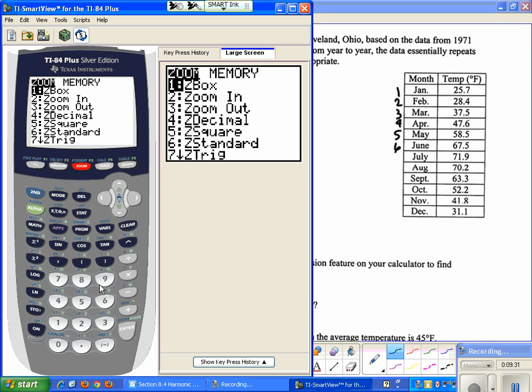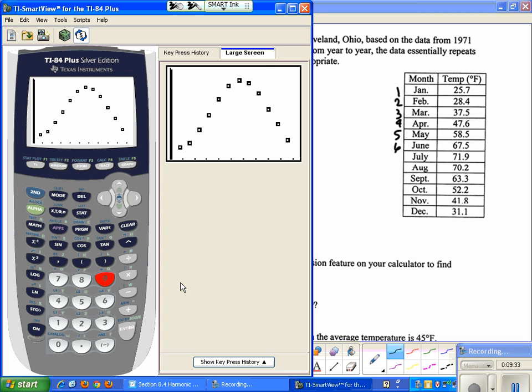Then I'm going to go to zoom 9, because remember, zoom 9 makes a nice stat plot for us. So this is what my graph looks like right here. Now, let's think about this a minute. If we want to find an equation for this, let's do it by hand, and then I'm going to show you how to do one in the calculator.